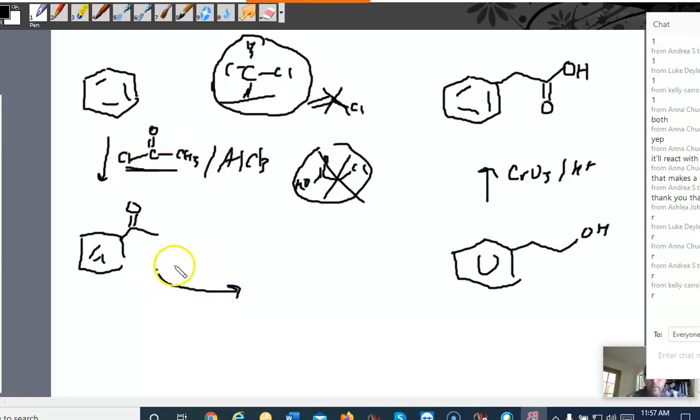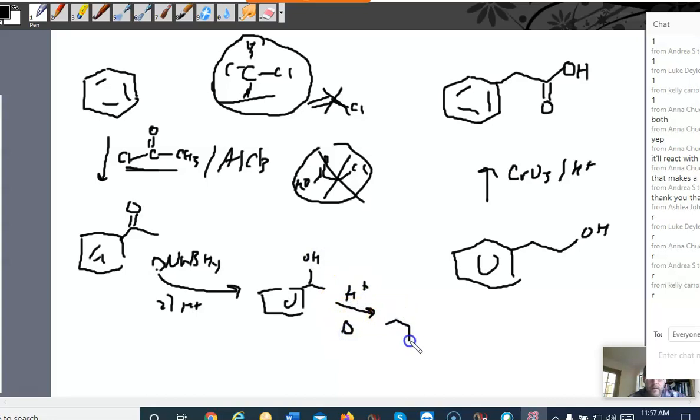All right, and then what I would do is reduce this, so sodium borohydride and acid, 1 and 2, to get the alcohol, and then I have to eliminate it to a double bond, and then do anti-Markovnikov.